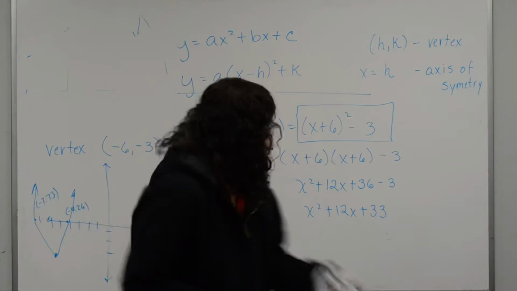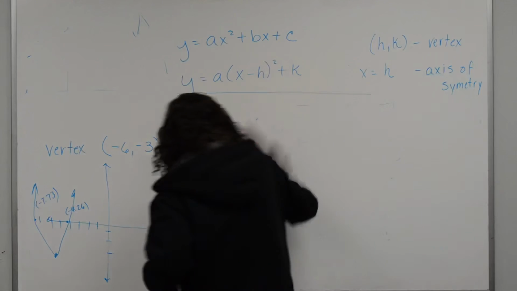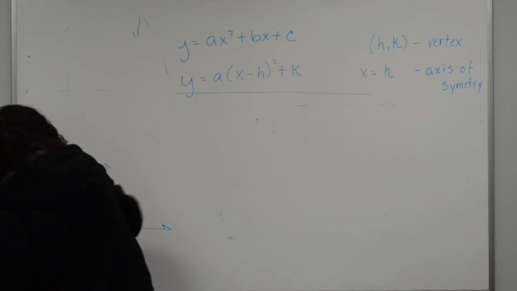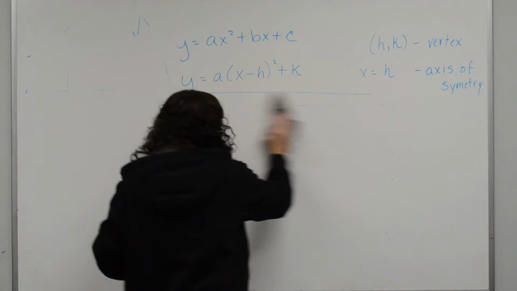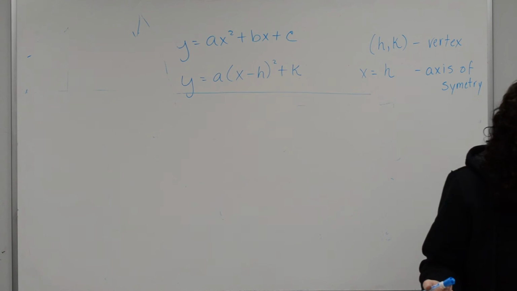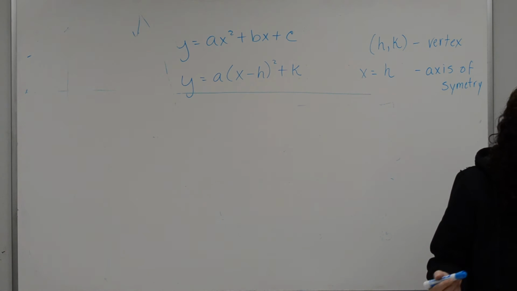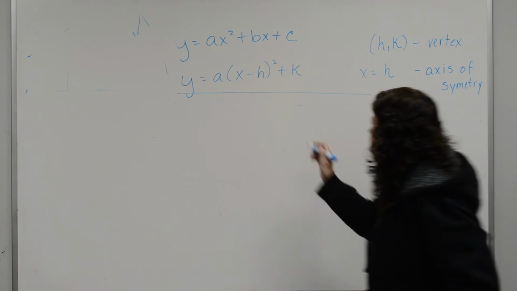All right, we're going to do one more, and then I'll give you your homework. We're going to do one where we have to put it in this form in order to find the vertex. Would you have to do that? No, not necessarily. You could do the negative b over 2a and then plug it back in to find the vertex. Look at this.